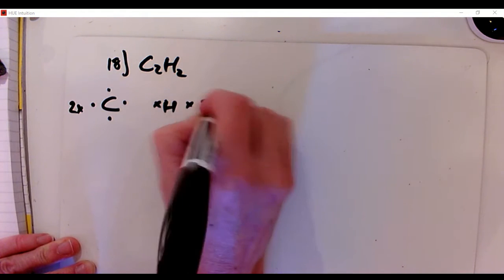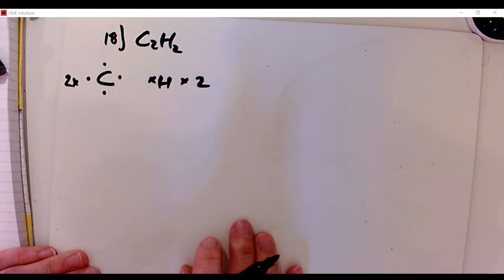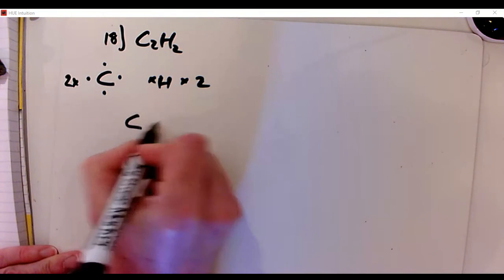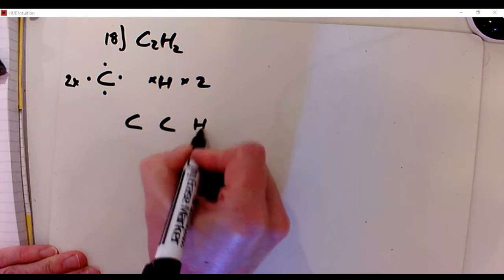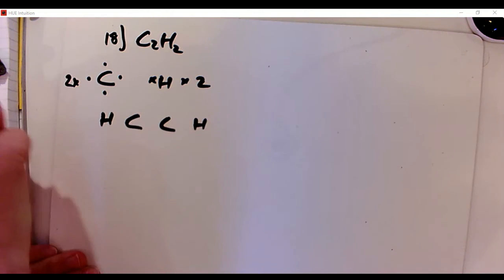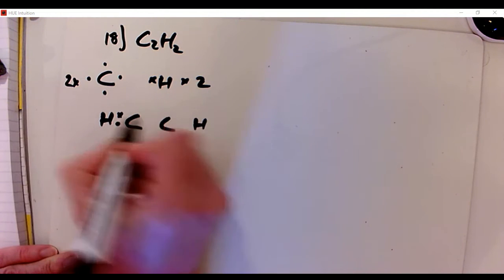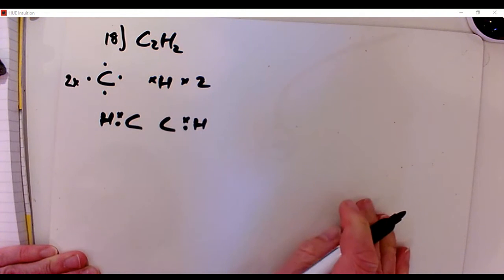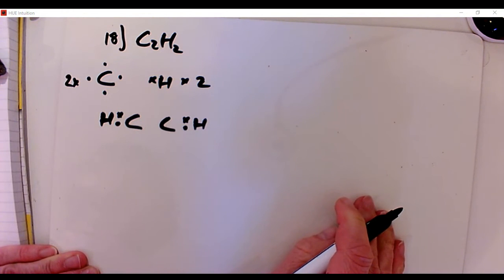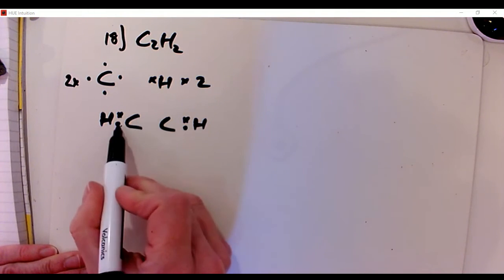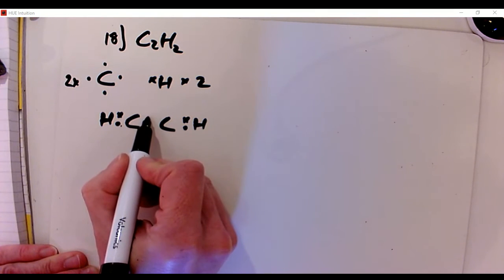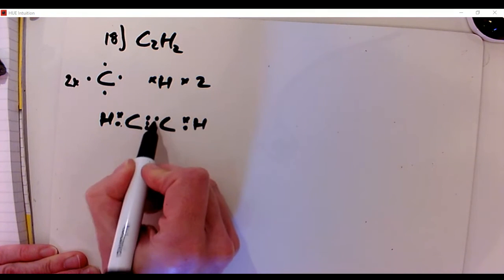Hydrogen has 2. Okay, so let's put them together. And at least put the hydrogens in. So we've got single covalent bonds between each of the hydrogens and carbons, and now everything else is going to get shoved in the middle. So you've taken, right, each carbon still has 3 electrons. So in they go.